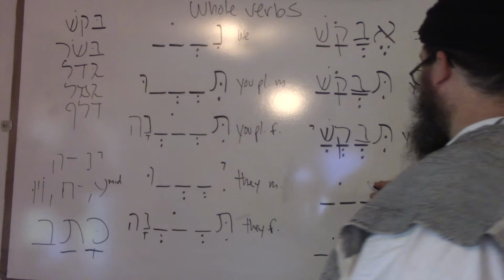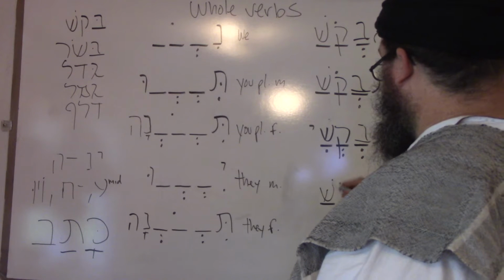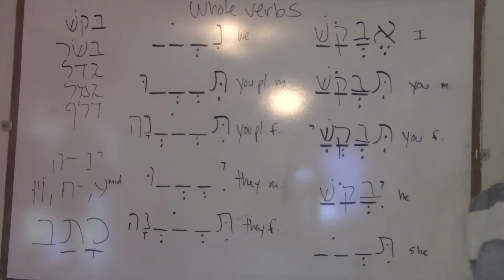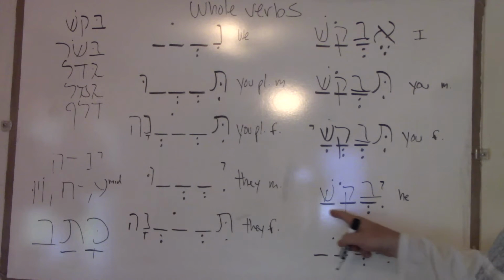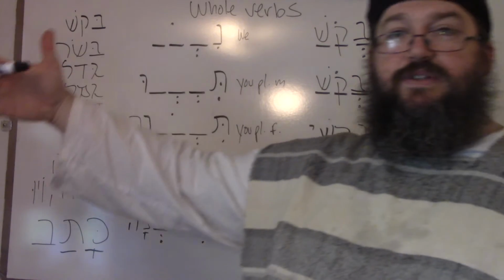We put the bet here. We put the kof and the shin. Now what do we have? Yiv kosh. He will seek.